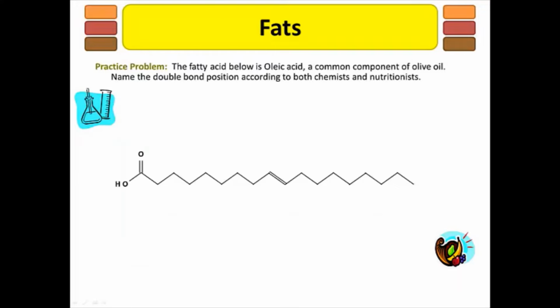Let's try a practice problem to see if you have the numbering concept down. The fatty acid shown here is oleic acid, a common component of olive oil. Name the double bond position according to both chemists and nutritionists. We'll give you some time to calculate it.